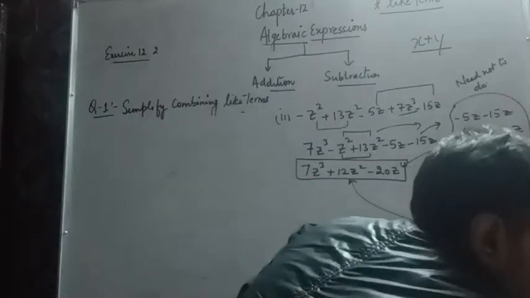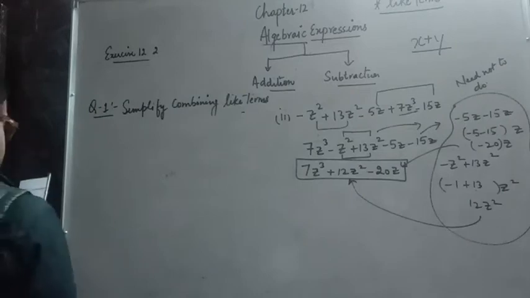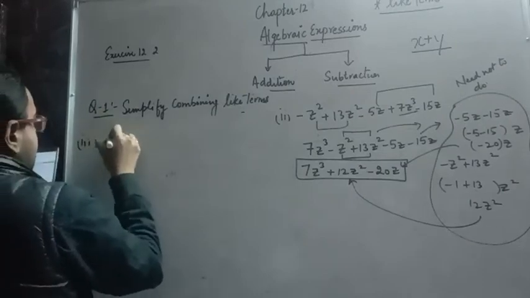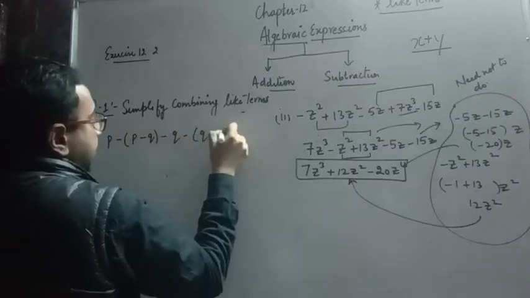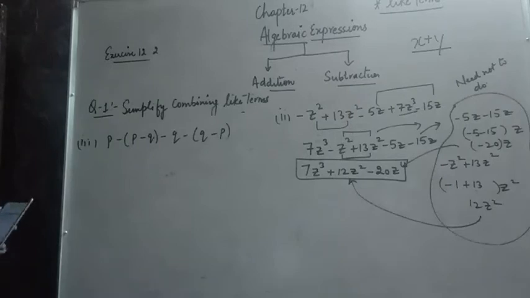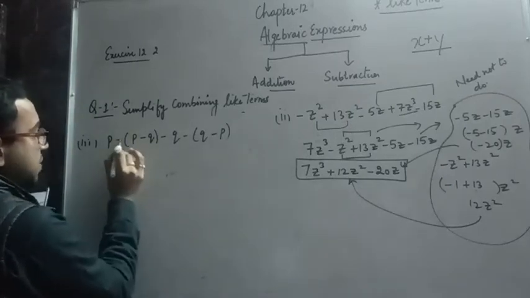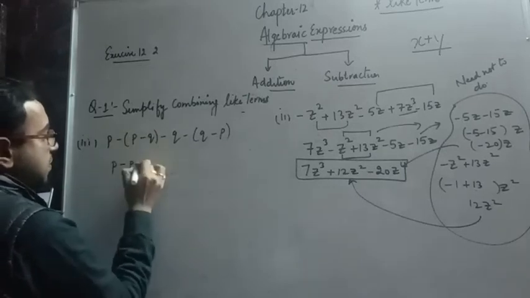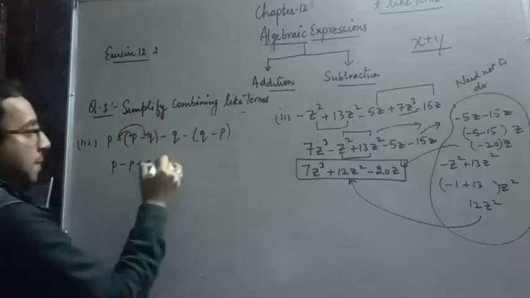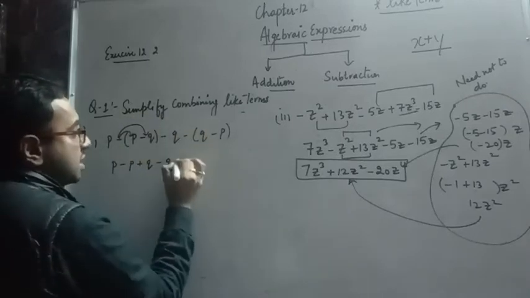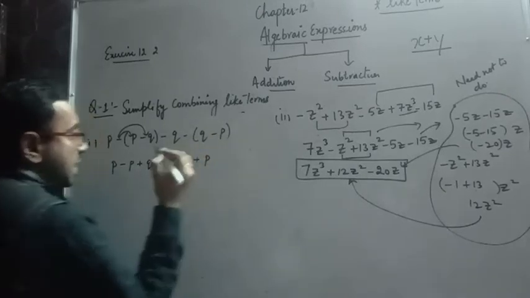Very important. Let's move on to part 3: P minus Q minus P. First of all, we'll open the bracket. As per the rules of math, we need to solve the bracket. P, minus is outside, so the minus sign will be distributed equally, multiplied. Minus Q, again minus minus is plus, so plus Q.